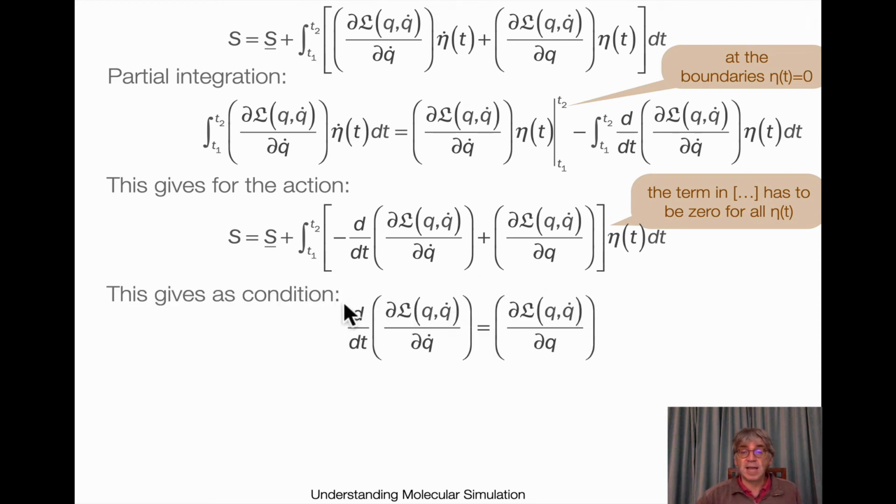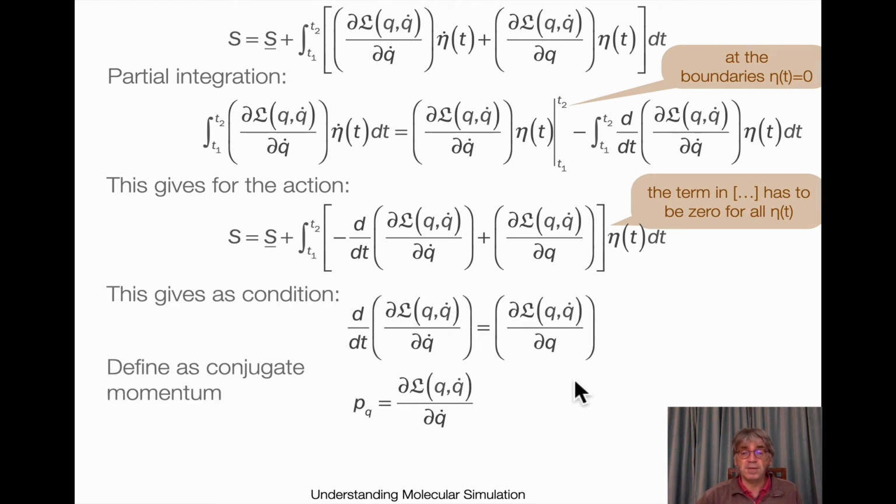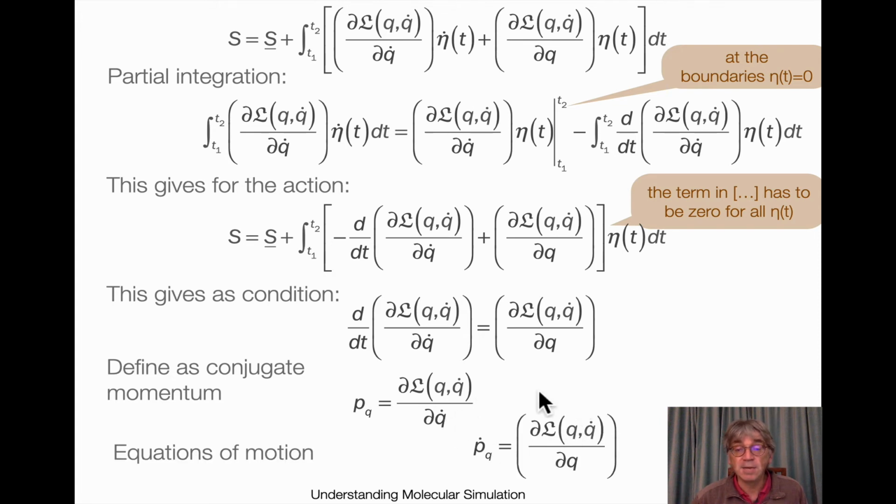This is the condition, and as a result we can now write the equations of motion by first defining a generalized momentum. This is a conjugate momentum that belongs to the coordinate q. To the coordinate q we define a momentum using this formula. This expression is simply the derivative of the Lagrangian with respect to q dot. And here we now have the equations of motion: p dot is the derivative of the Lagrangian with respect to q. This looks all abstract, but if we see an example, it gets a little bit easier. And these are the Lagrangian equations of motion.